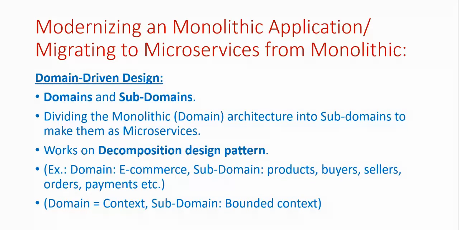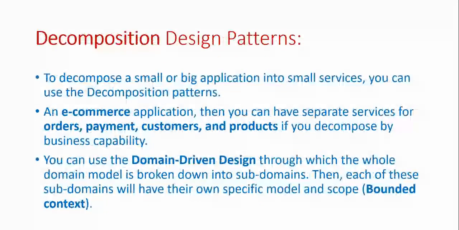Suppose we take our domain as e-commerce, then the subdomains are going to be products, buyers, sellers, orders, payments, and so on. Here, the domain is going to be the context and the subdomain is a bounded context. So as I told, this bounded context can be a product, buyer, sellers, etc.